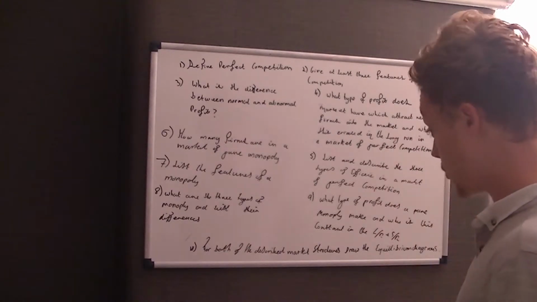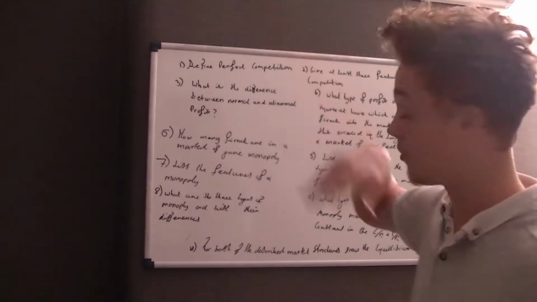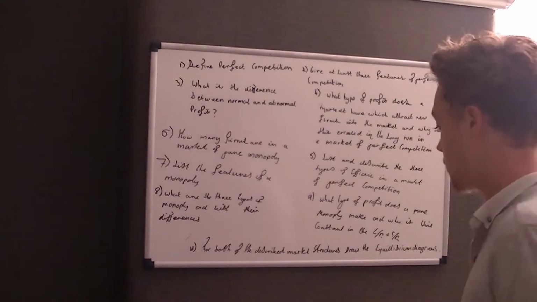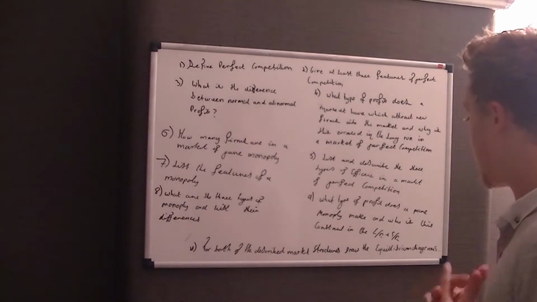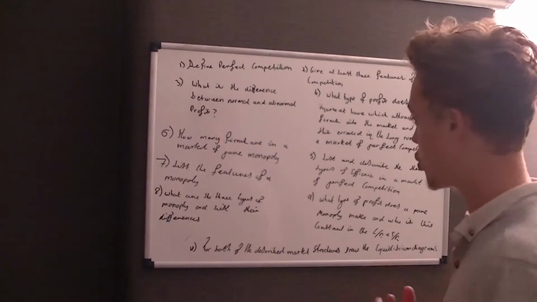Number 10 is sort of a summary of all of them. For both of the described markets, perfect competition and monopoly, draw the equilibrium diagrams, so long run and short run.